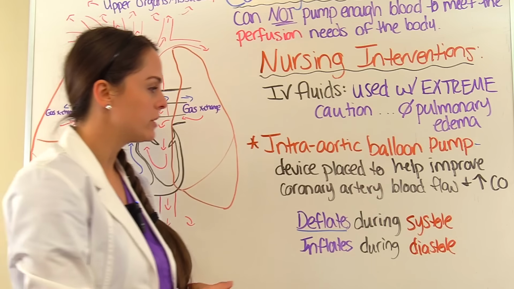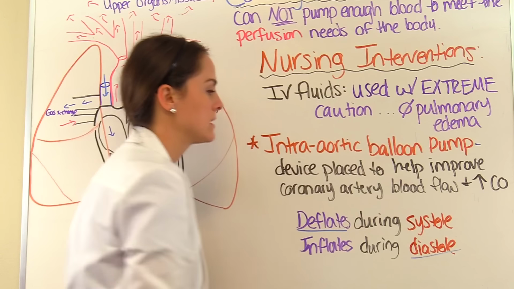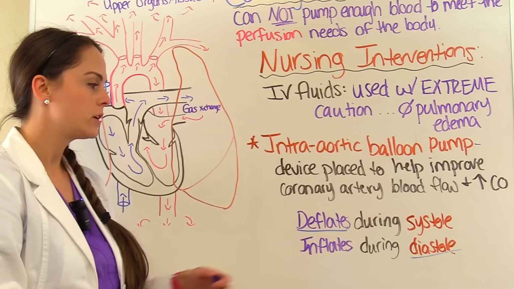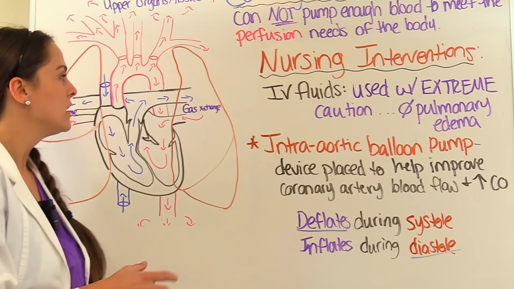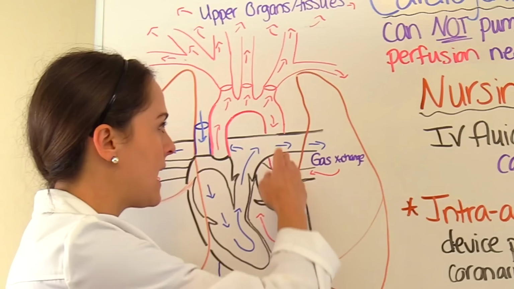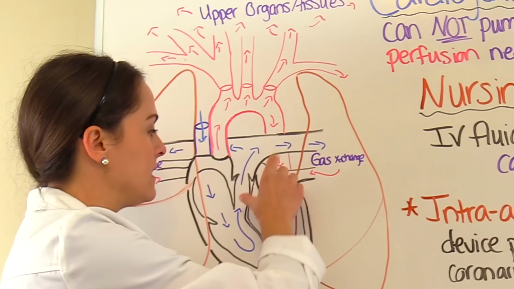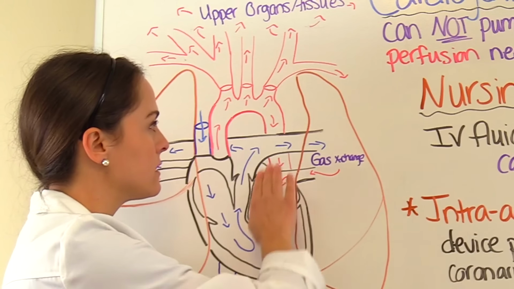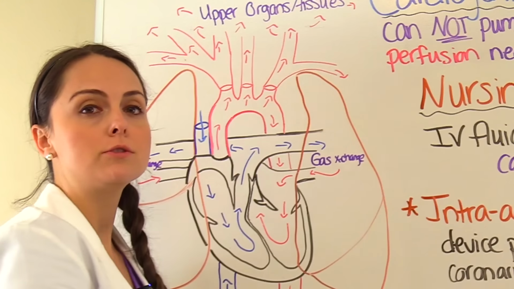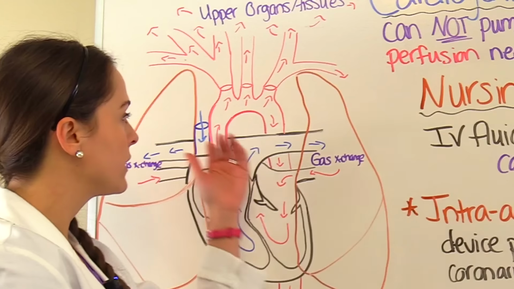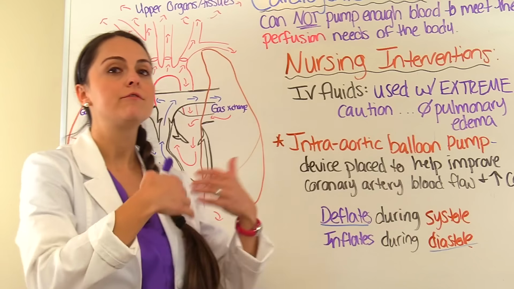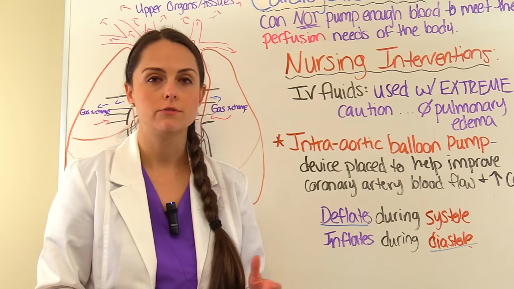In addition, whenever you have diastole, where the heart's like resting and filling, the balloon is going to inflate. So when you have diastole, this balloon inflates, the aortic valve is closed during that time. It's going to push blood flow into those coronary arteries and even further increase perfusion to the heart muscle.